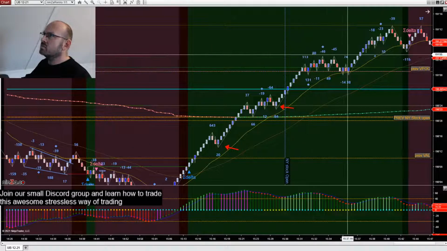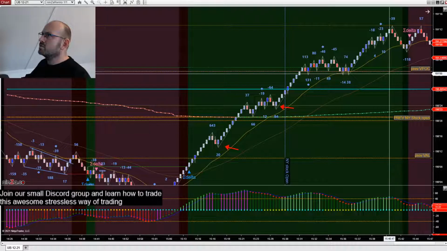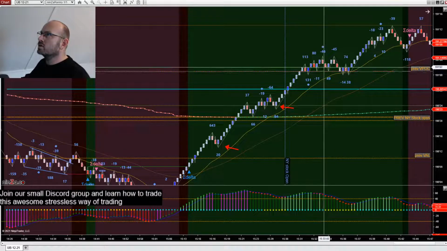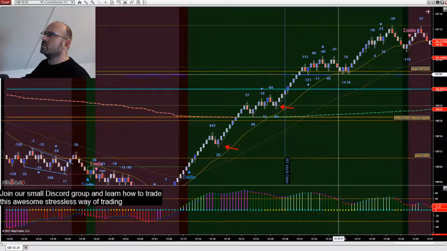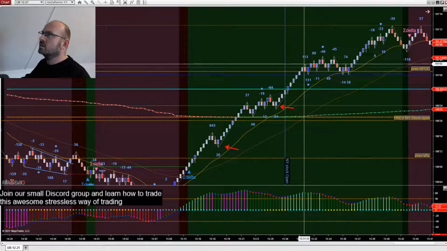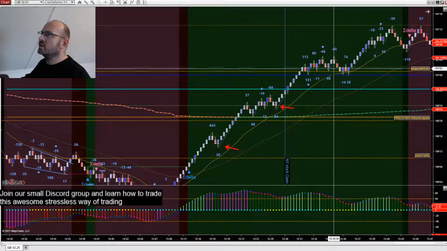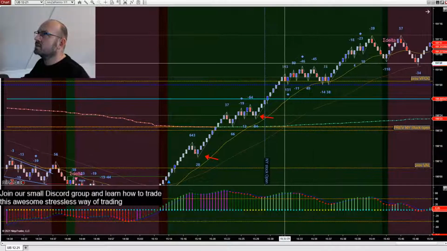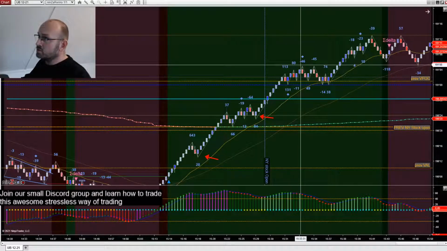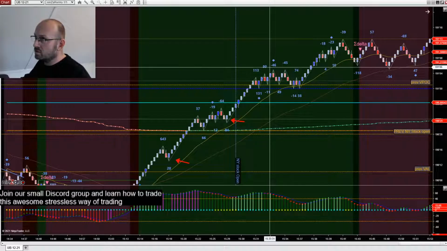In this case, we broke the VPOC, the previous VPOC. We broke it to the upside. We stayed above, stayed on it. And deltas confirming. We got a few negative deltas. It can be a little bit misleading, the deltas per swing, so don't look too much at it.